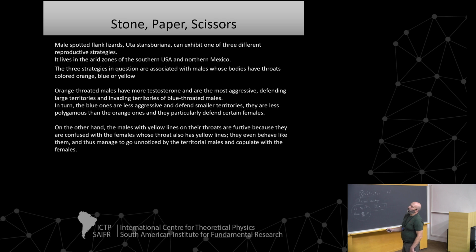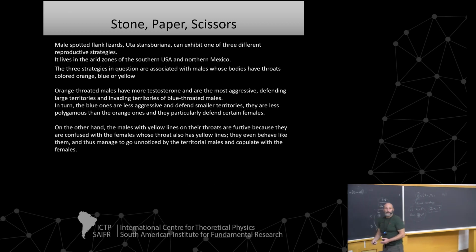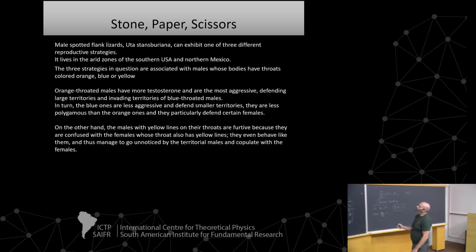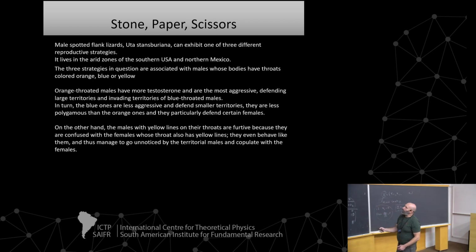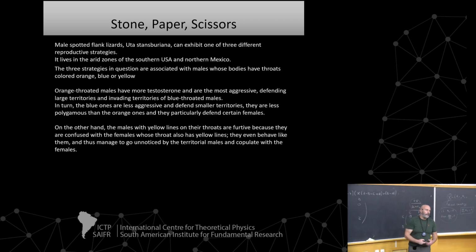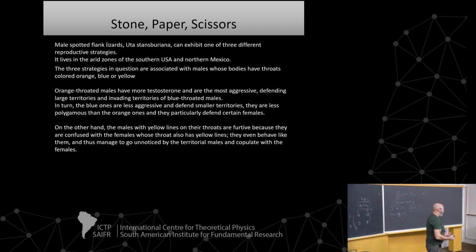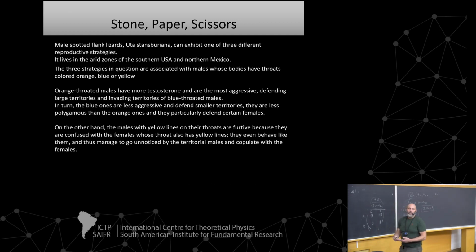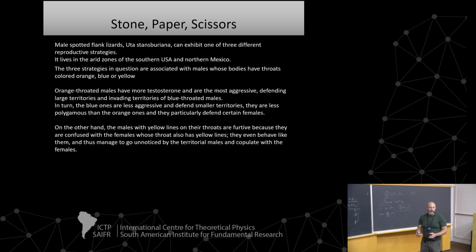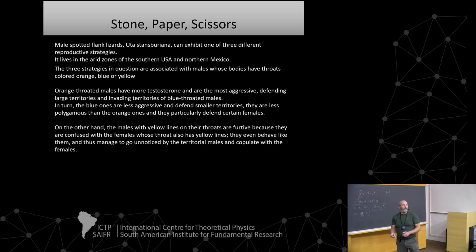But in turn, the blue ones are less aggressive. They just live in smaller territories, but they know very well the females they have with them. So an orange male only wants to get more territory, and as it gets a lot of territory, he cannot identify the females that are living with him. On the contrary, the blues have testosterone, but are not as aggressive. They tend to live in smaller territories, but they know exactly each of the females that are with them.